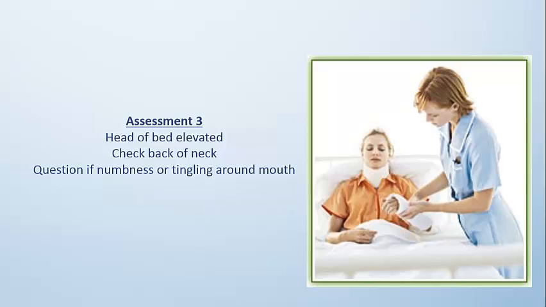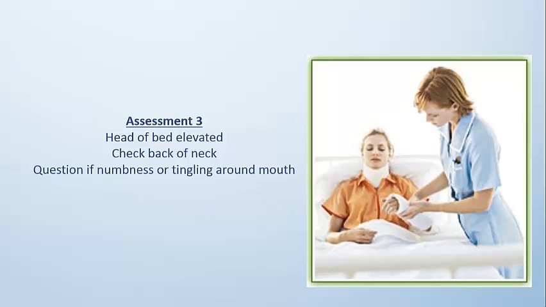What we want to do is, as we said with the other two assessments, you had the head of the bed elevated. This is correct. We want the head of the bed elevated at 45 to 60 degrees. We want to make sure that there's no tension on the sutures, so we want to make sure that we're not putting the patient in a hyperflexion or hyperextension state. With the head of the bed elevated, we're going to help with edema that may be occurring.